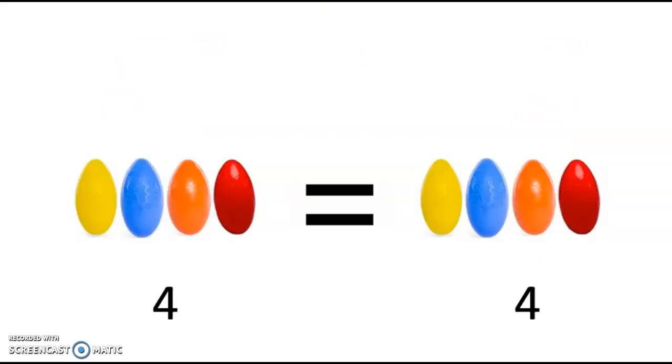Now let's look at silly putty. So I have 4 silly putty on this side and 4 silly putty on this side. I can say that they are equal because I have the same amount or number of silly putties on both sides.